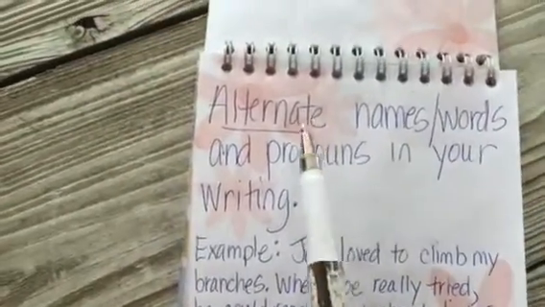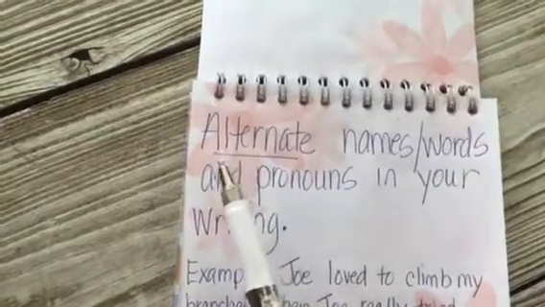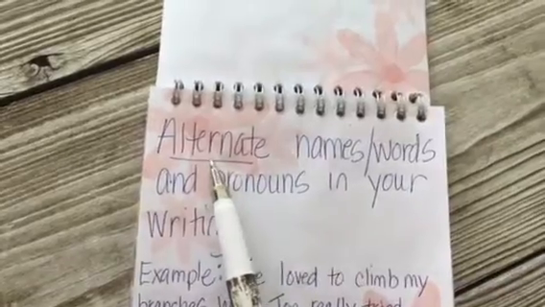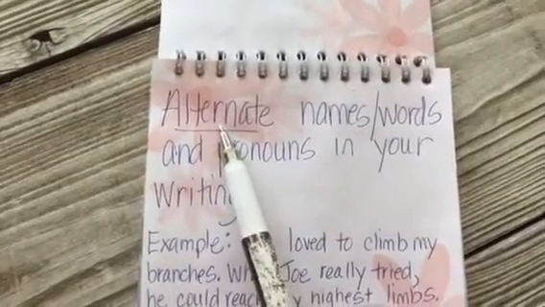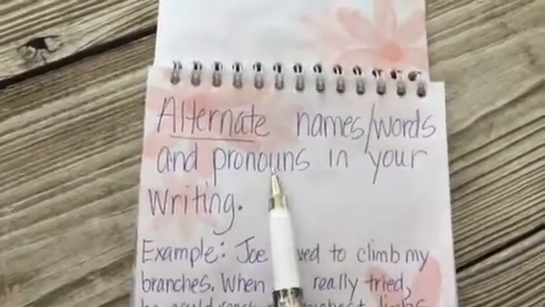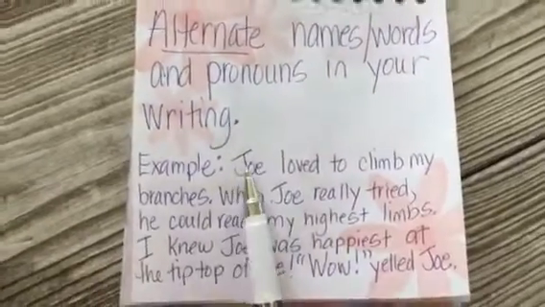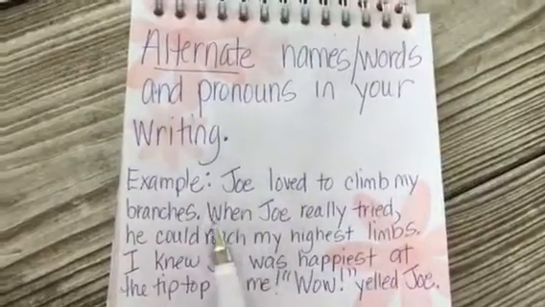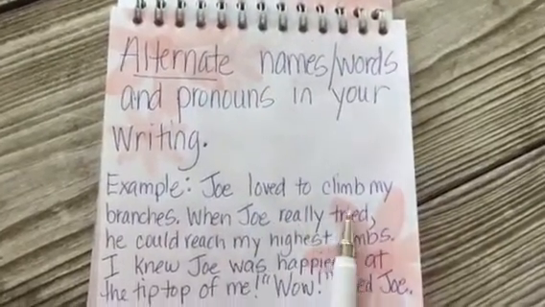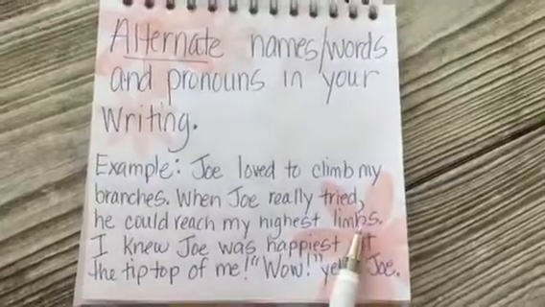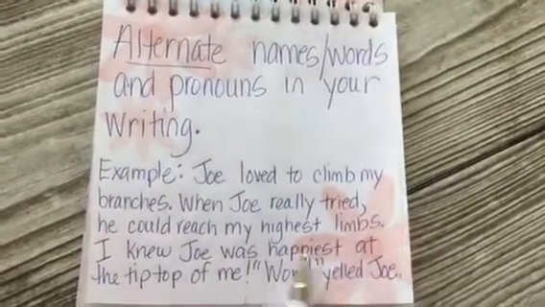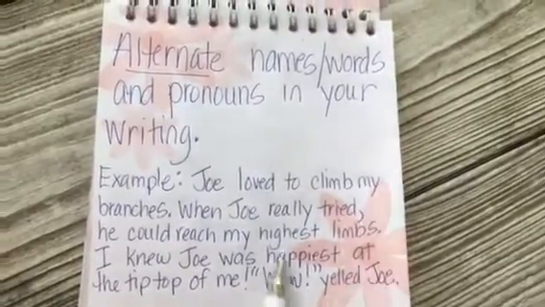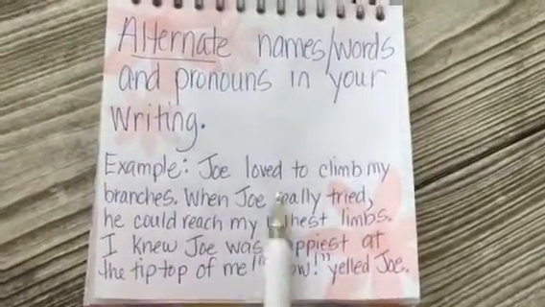Here's something that a lot of people do. You should alternate names and words and pronouns in your writing. Alternate means go back and forth with the name and then the pronoun for the name. For example, here's the name I'm going to use in my story, Joe. Joe loved to climb my branches. When Joe really tried, he could reach my highest limbs. I knew Joe was happiest at the tip top of me. Wow, yelled Joe. So here I've used the word Joe, his name, a lot.